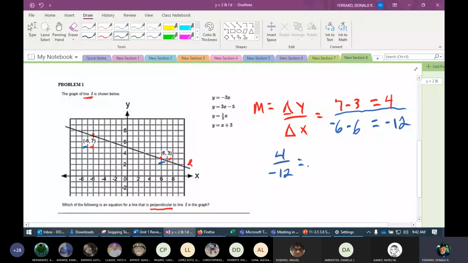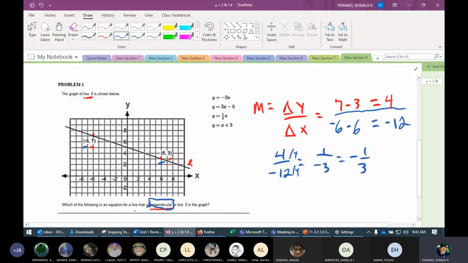But whenever we're dealing with slope, we always want to reduce it. So what's my greatest common factor I can reduce this fraction by? 4. Evelyn said 4. So I can divide the top and the bottom by 4. So I'll divide both by 4. And now I've got 1 over -3. So my slope reduces to -1/3.